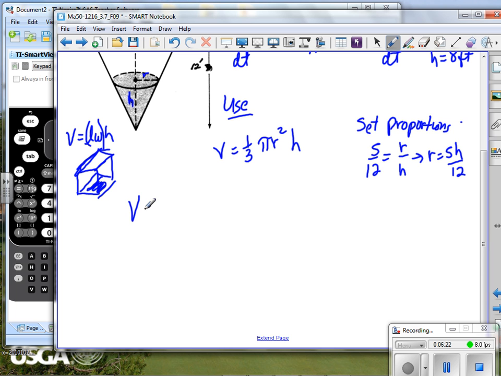I'm going to have volume equals 1/3. In fact, let's make this pi divided by 3. And then I'm going to have (5h divided by 12) quantity squared times h.